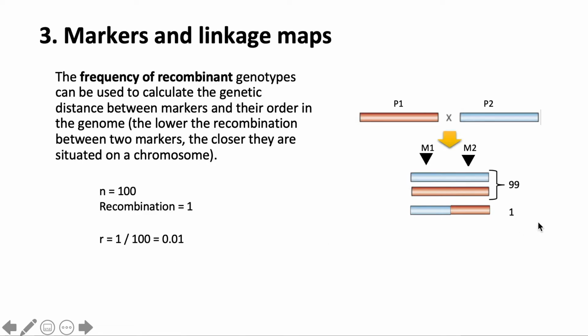So in this example we have a progeny with a population size of 100, so the size of the offspring is 100, and in just one line we got a recombination. So as you can imagine, the frequency of recombination is 1%.